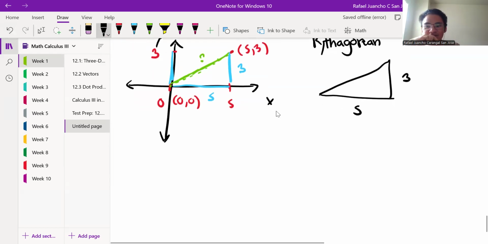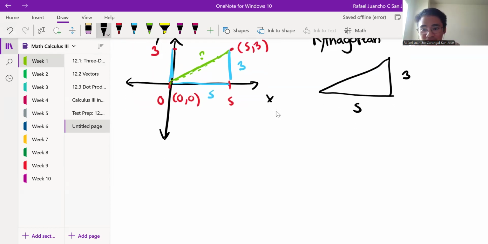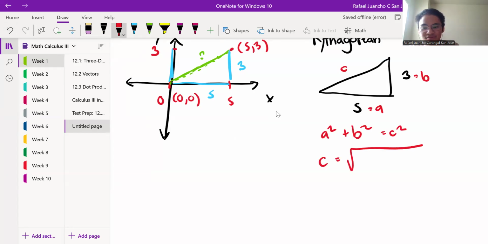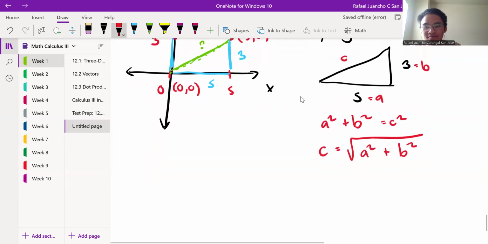And what do we know about the Pythagorean theorem? Well, we have a formula for this. Let's say this was A, this was B, this is some value C. Probably you learned this, but A squared plus B squared is C squared. So C is the square root of A squared plus B squared, right?